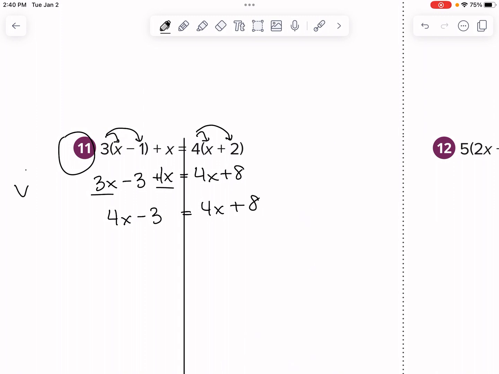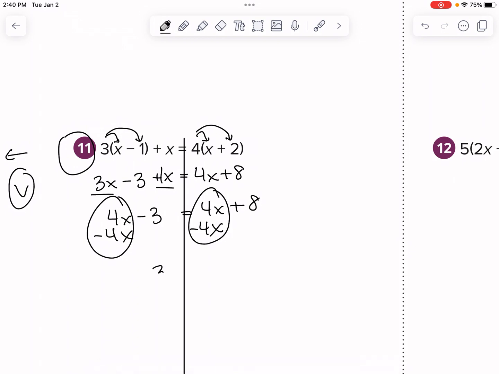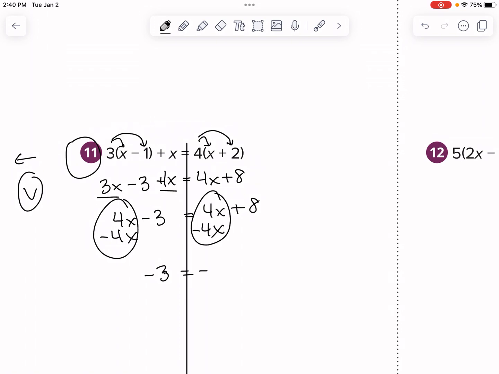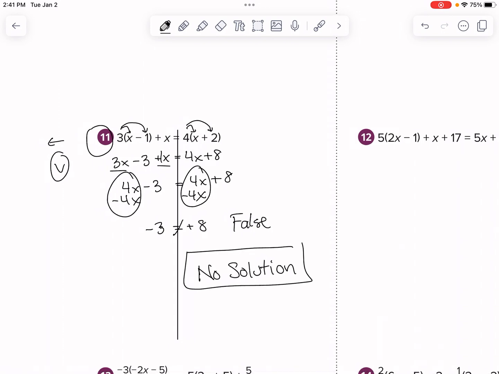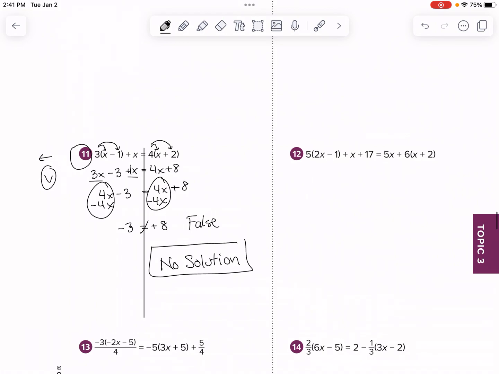Let's move our variables again to the left side. I'll subtract 4x here, subtract 4x here. That equals 0. But this also equals 0. So variables canceled. Whoops. But we have this statement here. Negative 3 equal to positive 8. That is a false statement. So there is no answer here. And when we have a false statement, what is the solution? It means there is no solution. Right? If we had negative 3 equal to negative 3, that's a true statement. That would be infinitely many solutions. But since it's false, no solution.